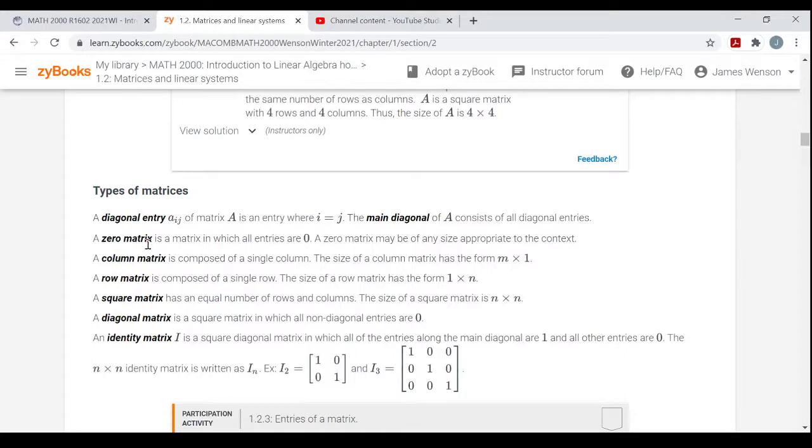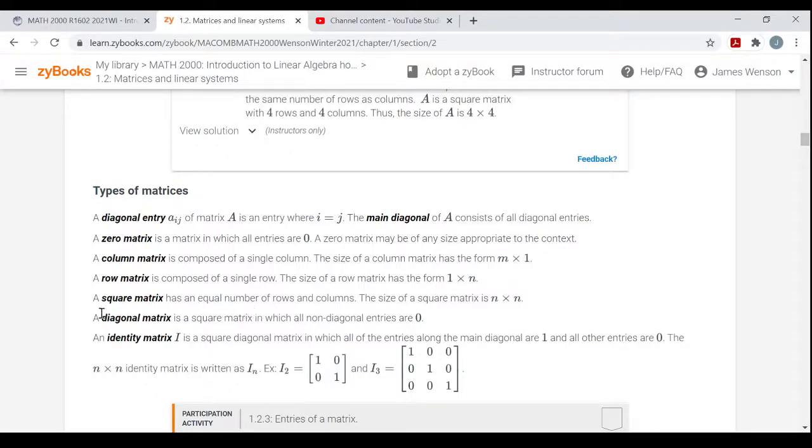All right. A zero matrix is a matrix in which all entries are 0. So if every single entry is a 0, they call it a zero matrix. A column matrix, sometimes referred to as a column vector, which we'll see much later, is composed of a single column. So it's got m rows, but 1 column. A row matrix, again later we'll see this sometimes referred to as a row vector. A row matrix is composed of a single row, right? So 1 row and n columns.